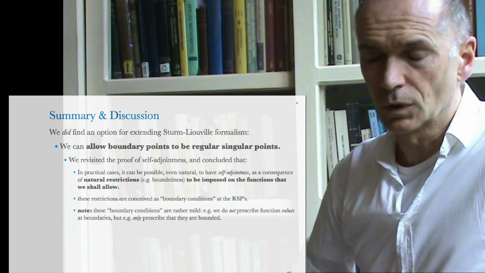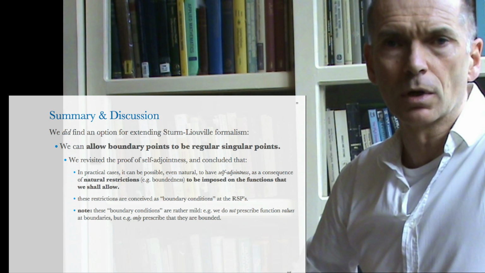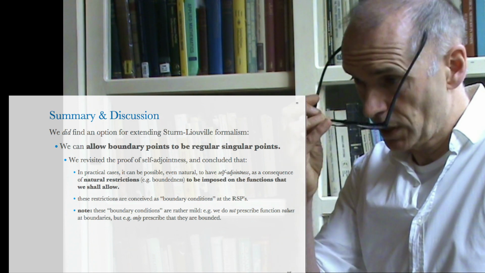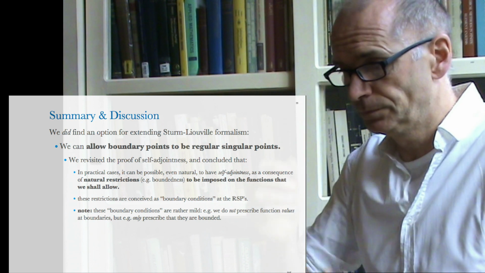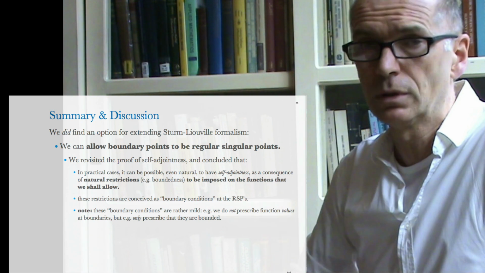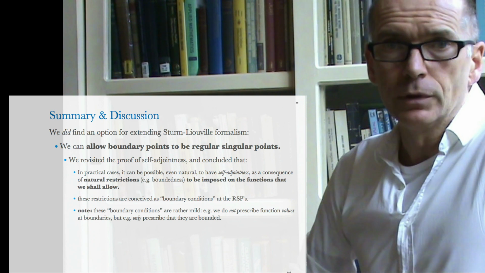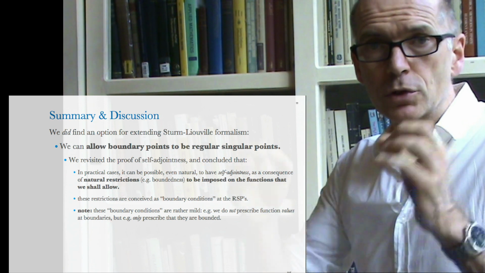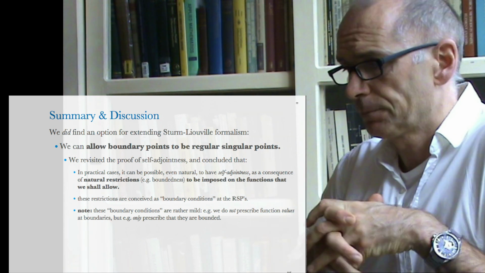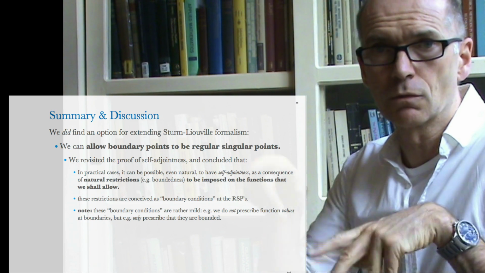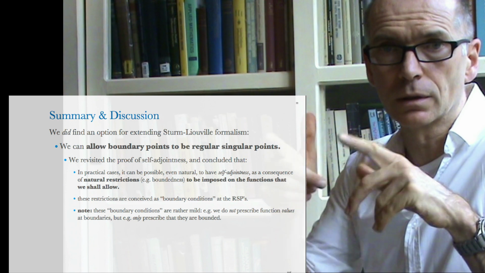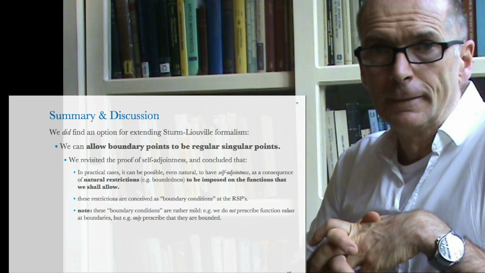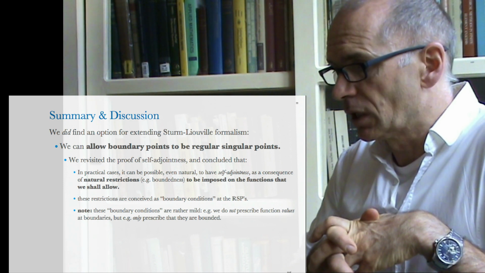So welcome back. Let me close this part 1 of this episode by a summary and a brief discussion of what our findings were with pencil and paper. So we did find an option to extend the Sturm-Liouville formalism. We can now allow boundary points of the interval on which the problem is defined to be regular singular points of the differential operator that is central to the Sturm-Liouville problem. So that can now be a Fuchsian differential equation that has regular singular points.